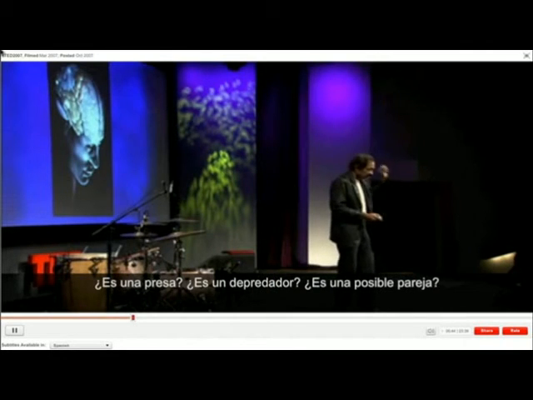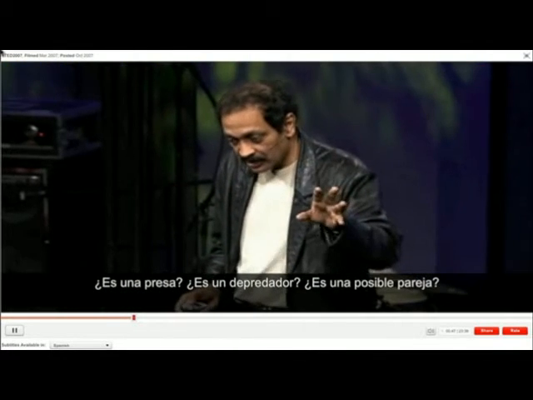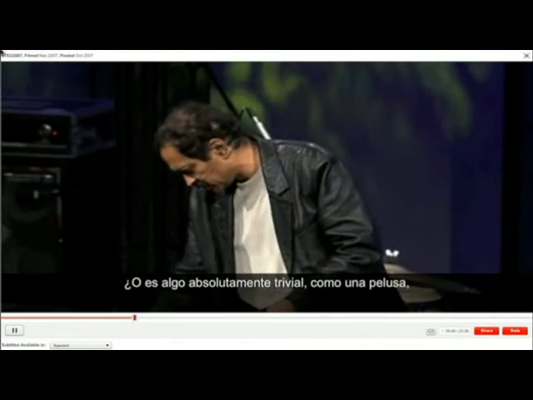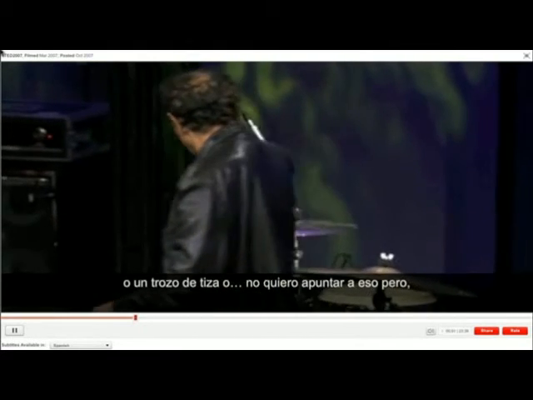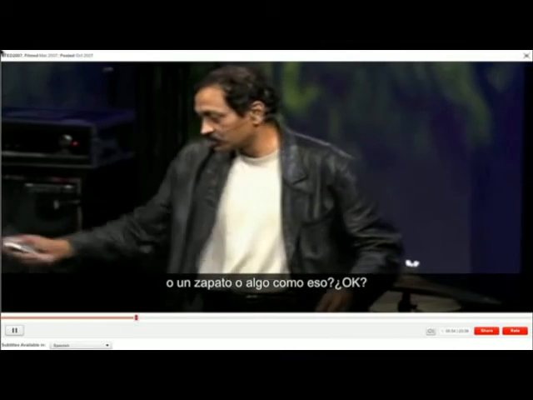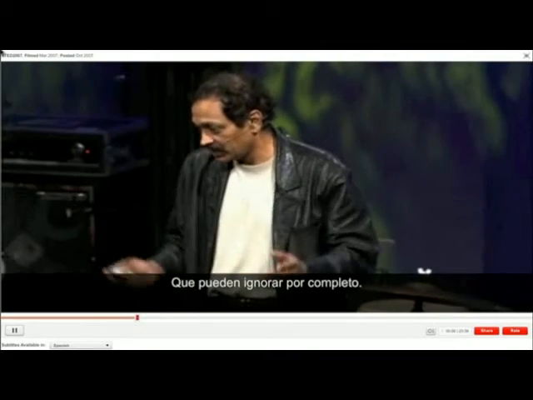Is it prey? Is it predator? Is it mate? Or is it something utterly trivial like a piece of lint or a piece of chalk or, I don't want to point to that, but a shoe or something like that, okay? Which you can completely ignore.